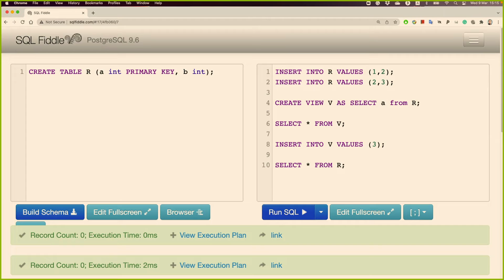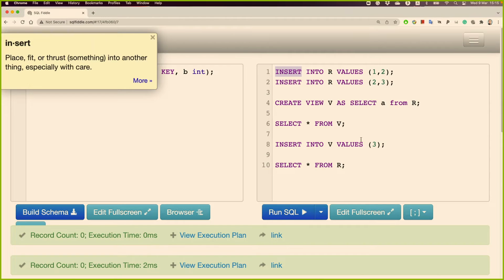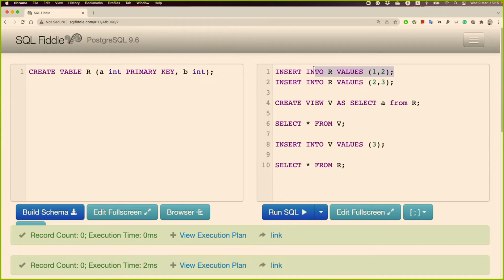So before we start to talk about recursion, let's look at one example about updatable views. We got a really good question during the break. So on the left-hand side, I have a very simple SQL query. I create a table R with two attributes, A and B. A is an integer, B is an integer, and A is a primary key, okay? First, I just build the schema. I insert two tuples into R. The first tuple has values 1 and 2. The second tuple has values 2 and 3. After inserting, I have two tuples in this relation, right?